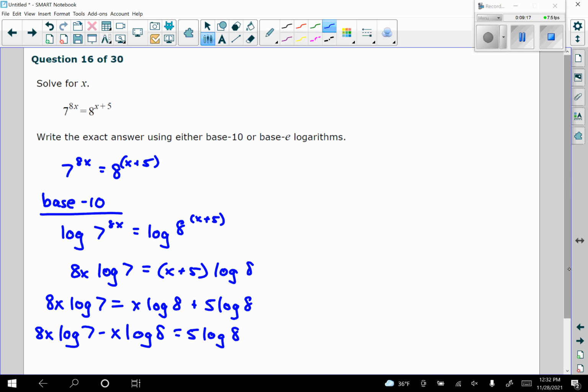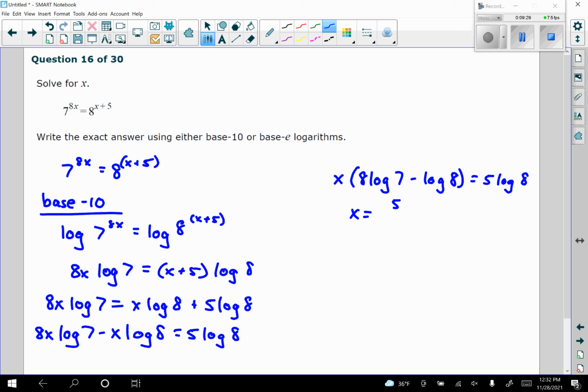Now I could factor out the x. I'll continue over here. So we'll factor out an x. We would have 8 times log 7 minus log 8 equals 5 times log 8. So now x would just equal 5 times log 8 over 8 times log 7 minus log 8. So that would be base 10.